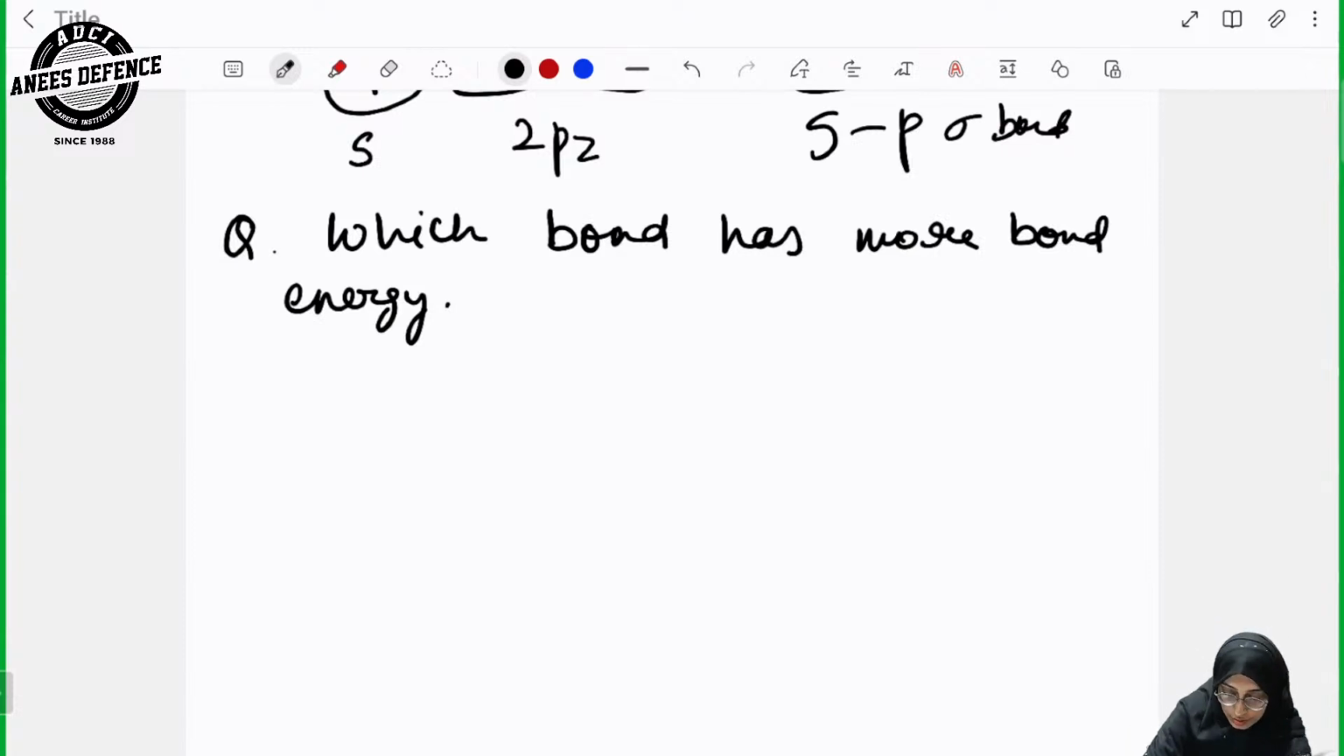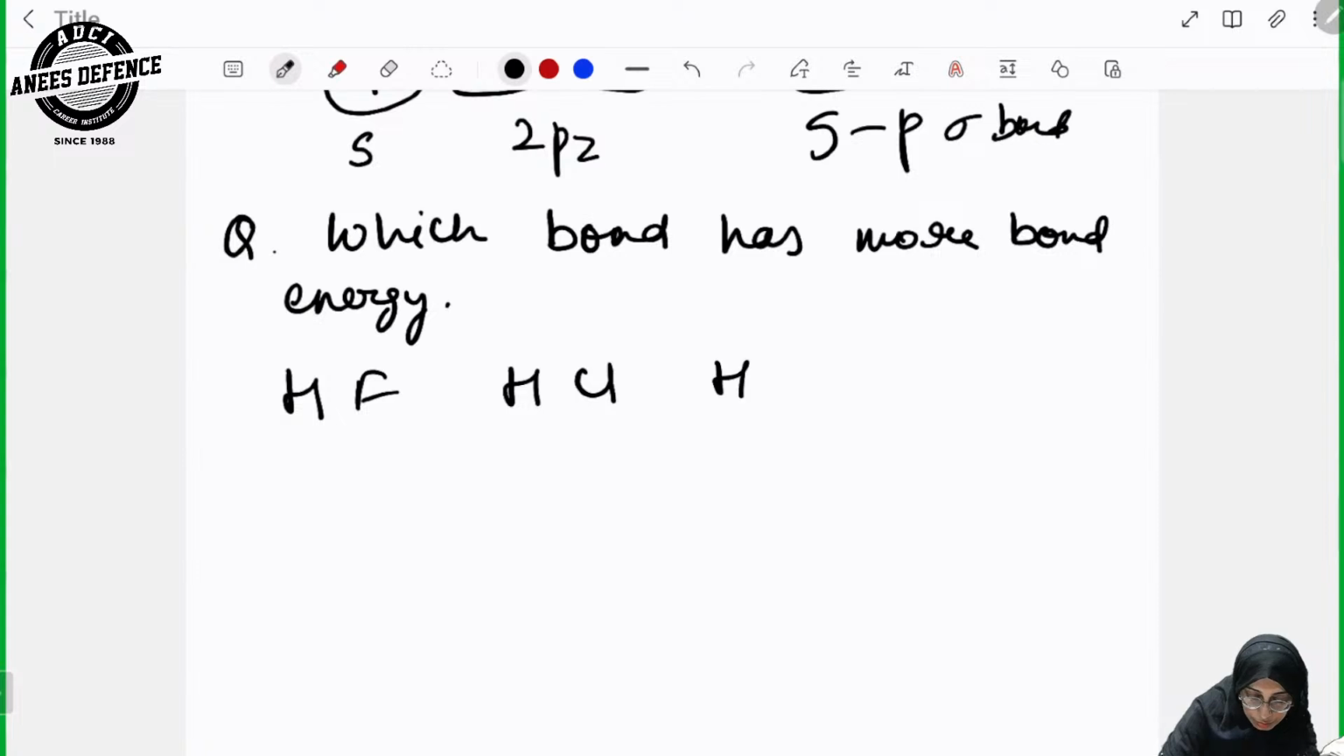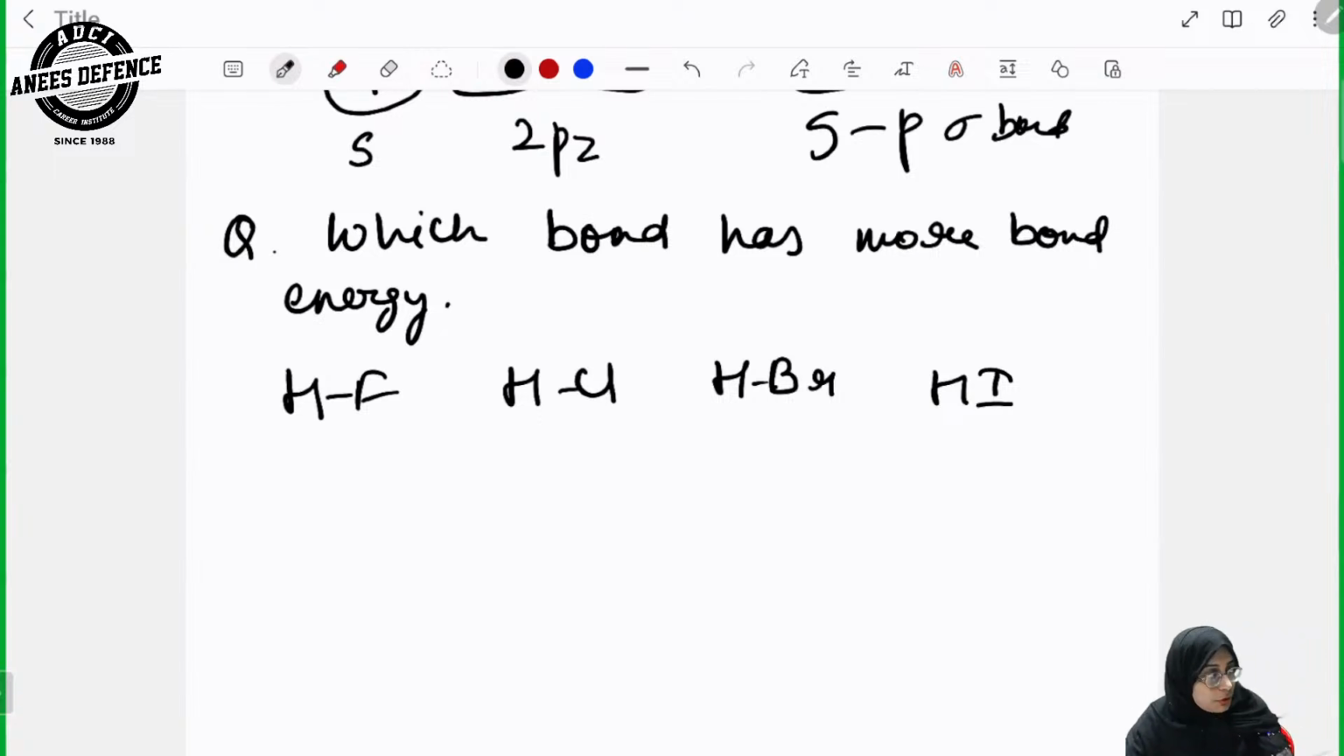So it is given here HF, HCl, HBr, and HI. We have to find out which bond has more bond energy. Okay, how will you find out?